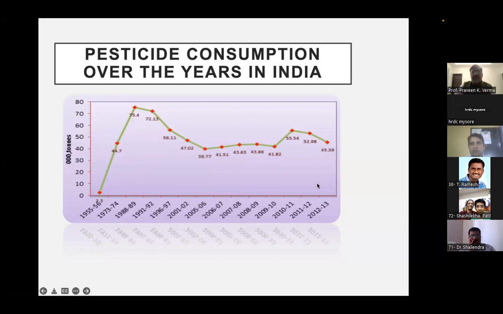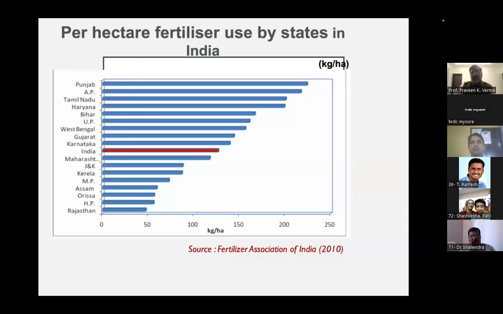So how has this affected our country? You can see the per hectare fertilizer used by the states in India. This is the data for the entire India, but you can see which one is the highest: Punjab, which is known for the start of the Green Revolution in our country, and later AP, Tamil Nadu, Haryana, Bihar, UP, everywhere. Even Karnataka is higher than the Indian average.